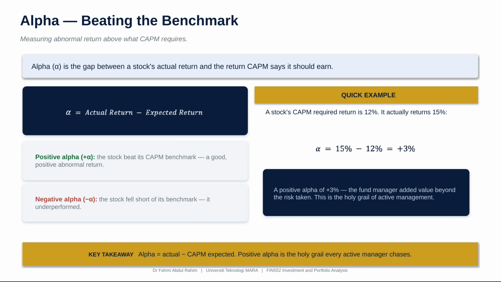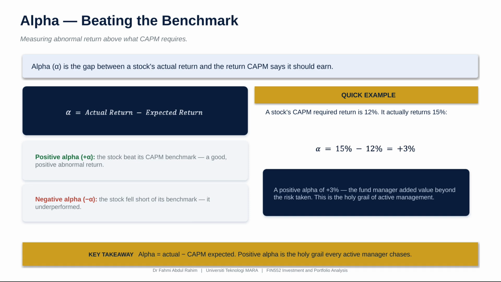There are two cases. A positive alpha means the stock beat its CAPM benchmark, it earned more than its risk deserved, a good positive abnormal return. A negative alpha means the stock fell short of its benchmark, it underperformed for its risk, which is bad. Let me show the quick example on the right. Suppose a stock's CAPM required return is 12%, but it actually returns 15%. Then its alpha is 15 minus 12, which is plus 3%.